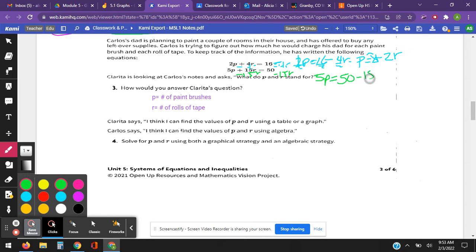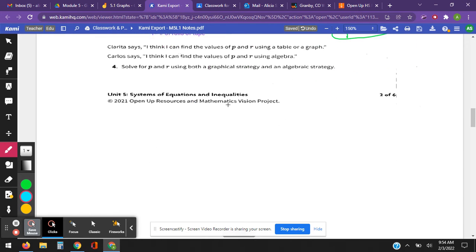50 minus 15R. And then we divide by 5. P equals 50 divided by 5 is 10 minus 15 divided by 5 is 3R. So I have this equation and I have this equation that to me is a little hard to read. 8 minus 2R. Okay, so now I've got a couple of options.